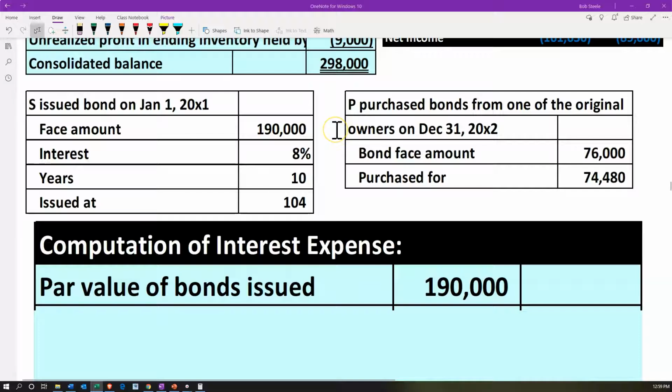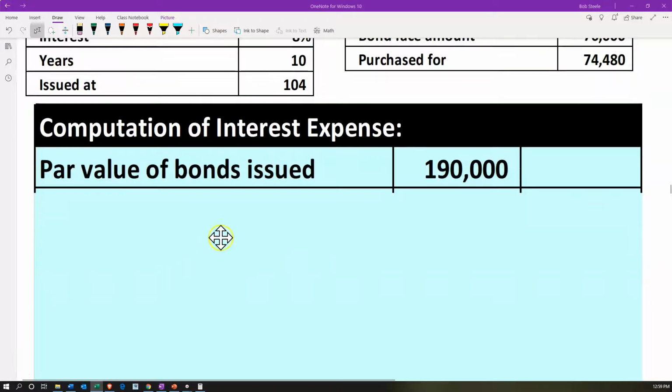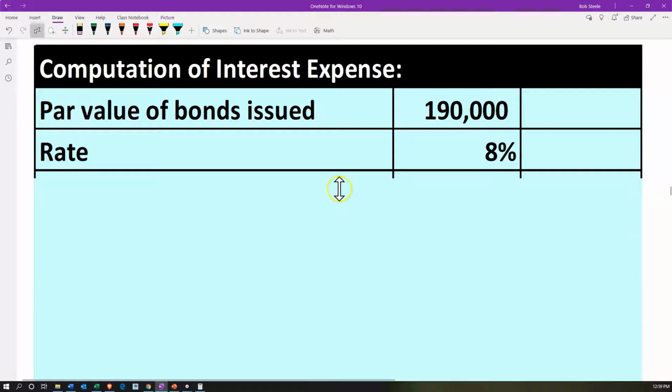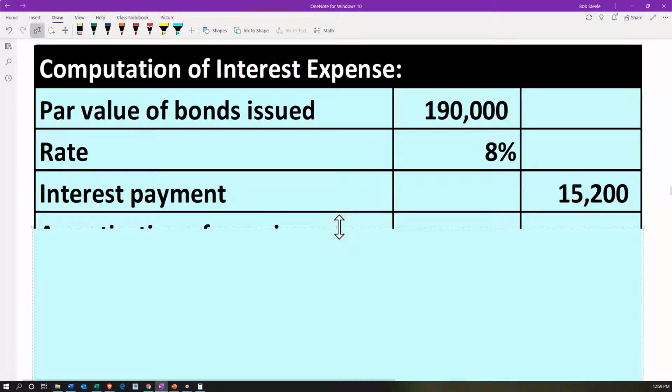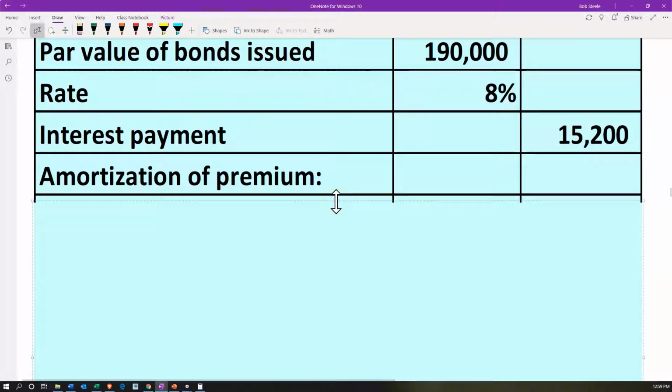And then later on, we have to deal with the situation that P purchased some of S's bonds from a third party. Normally, the par value of the bonds issued is going to be the 190,000. Then the rate is going to be that 8%. So the interest payments you would think would be the 8% times the 190,000, or 15,200.